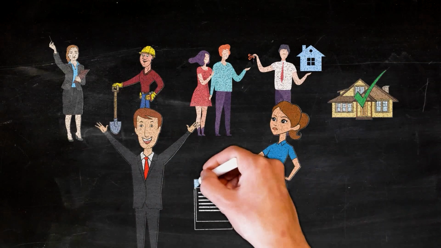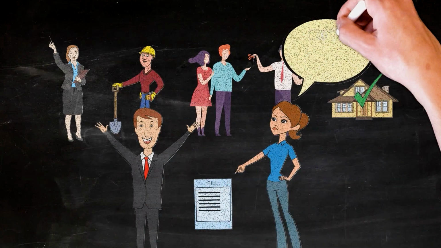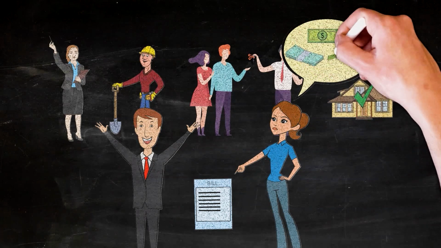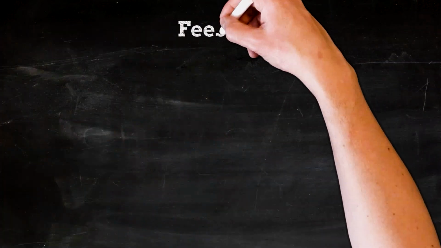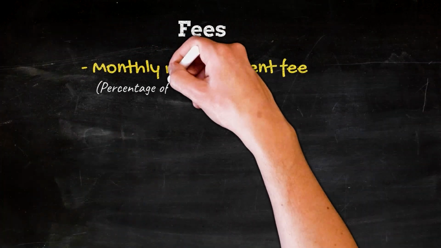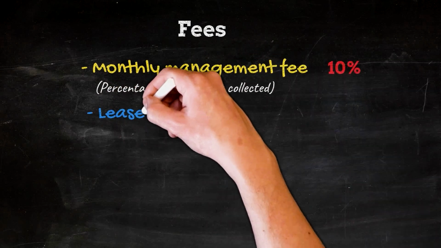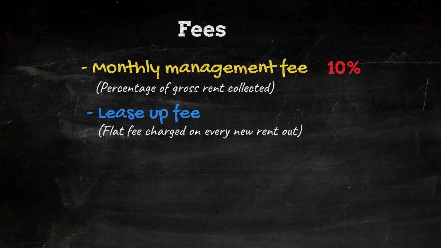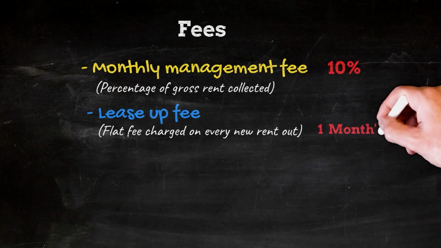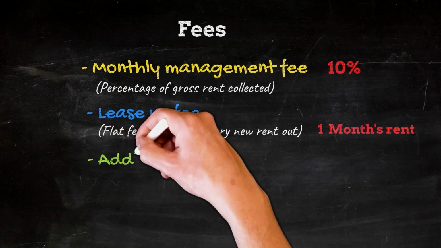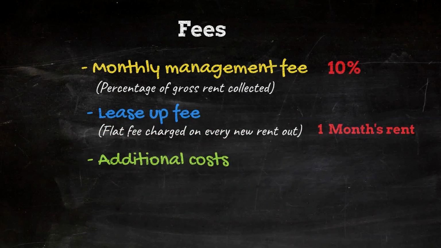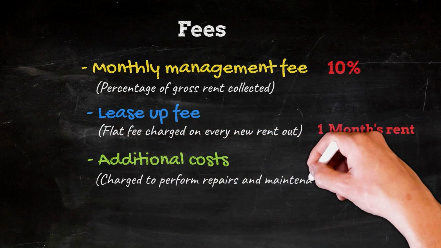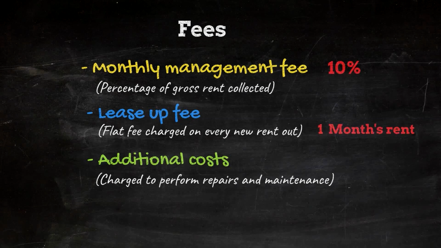Most management companies charge several different fees for their services. These fees include a monthly management fee, which is a percentage of the gross rents collected. Usually this is around 10%. Also, they will charge a lease-up fee, which is typically a flat fee charged every time the management company rents one of your apartments to a new tenant. Most commonly, this fee is equal to 1 month of rent. And there may also be some additional costs built into the rates that the management company charges for their contractors to perform repairs and maintenance on your properties.